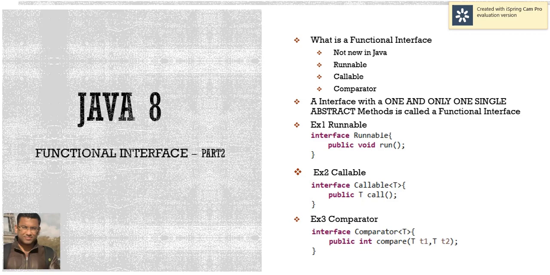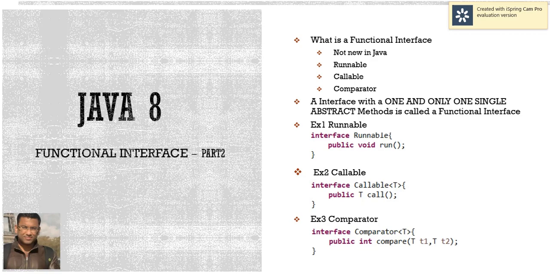Let's answer this question. Are functional interfaces something new in Java 8? The answer really is no. And I'll explain why. So what is a functional interface? And let's give a definition to it.